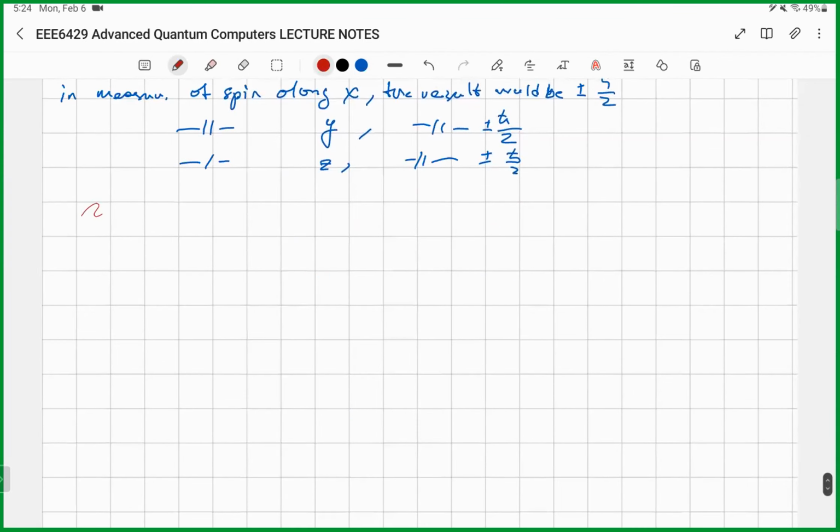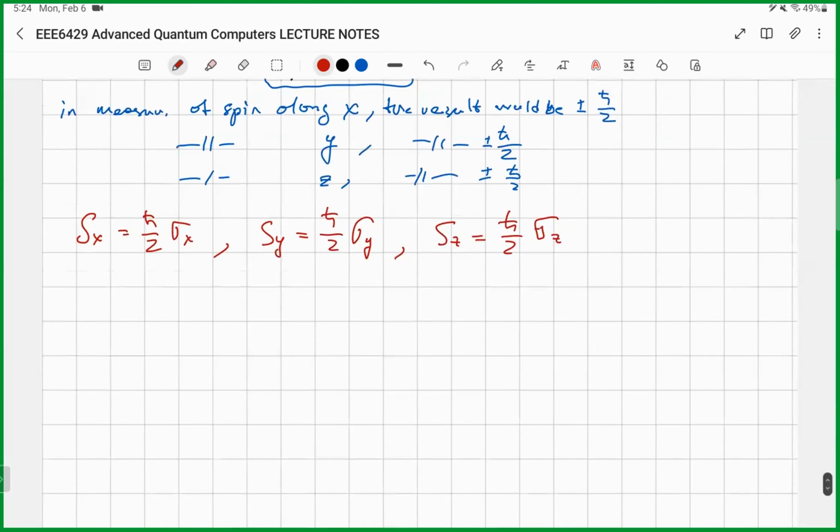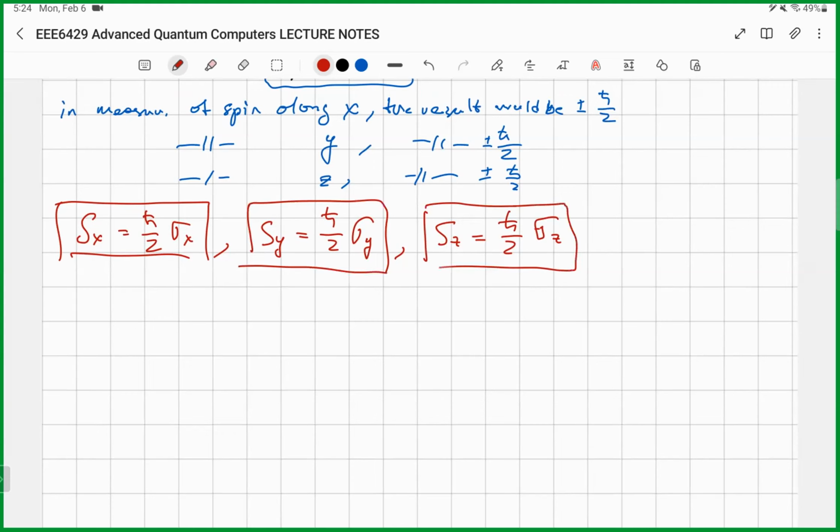I mean, thank you. Just one more question, Dr. Alex. Can you explain this spin operator? Sigma x, y is equal to h bar over 2 sigma y, right, and z is h bar over 2 sigma z. This one is for the axis x, this one for the axis y, and this one for the axis z.